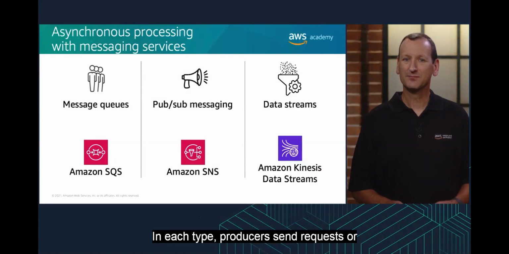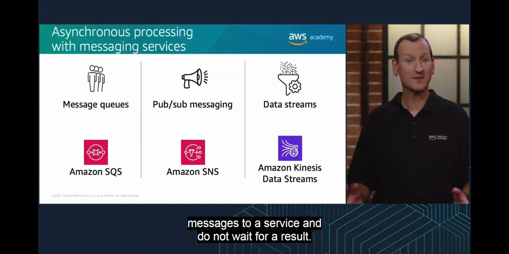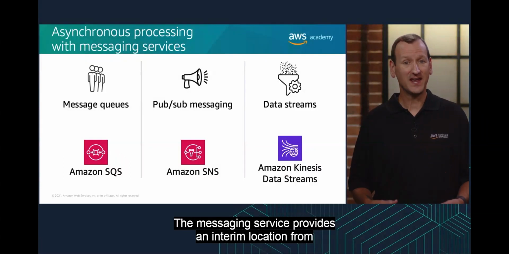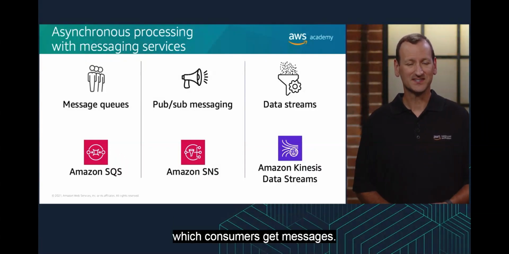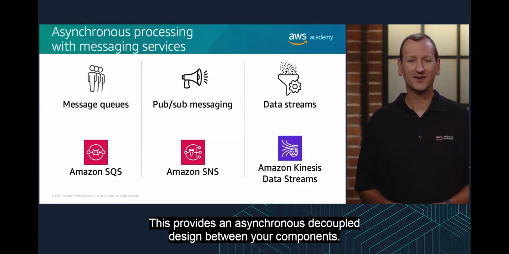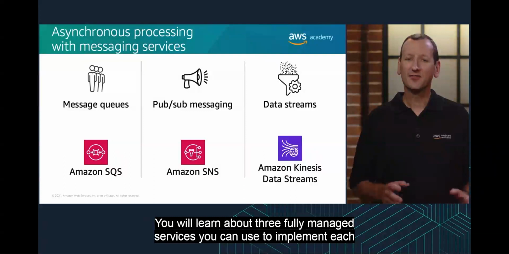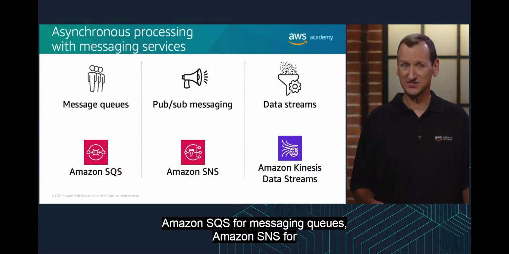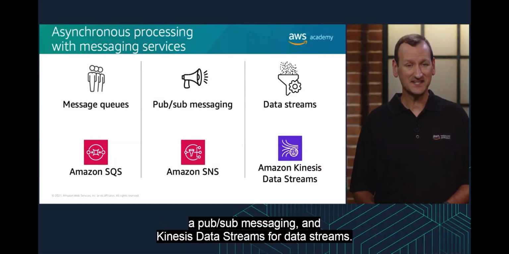In each type, producers send requests or messages to a service and do not wait for a result. The messaging service provides an interim location from which consumers get messages. This provides an asynchronous, decoupled design between your components. You will learn about three fully managed services you can use to implement each type of messaging service: Amazon SQS for messaging queues, Amazon SNS for pub/sub messaging, and Kinesis data streams for data streams.